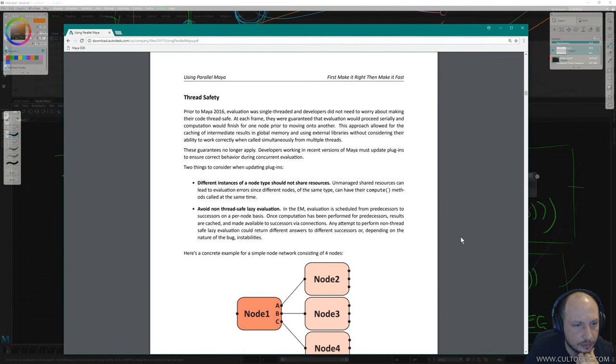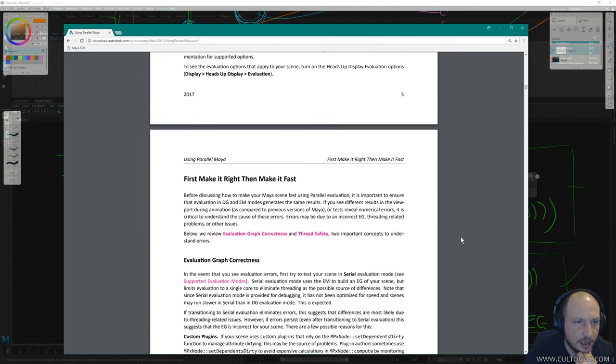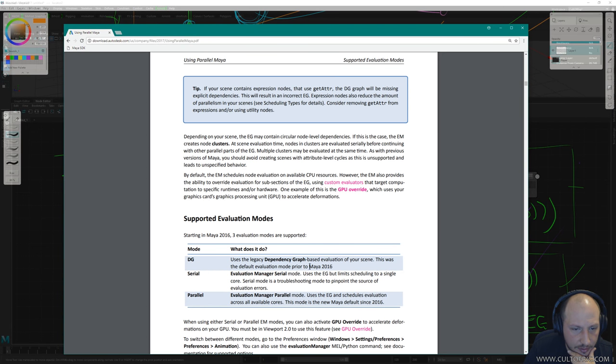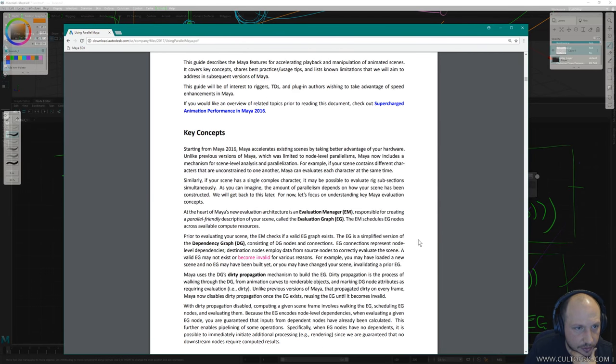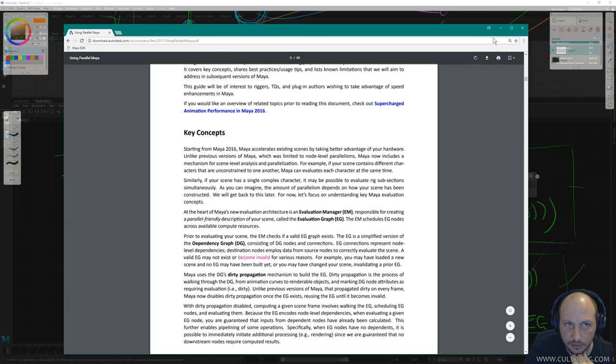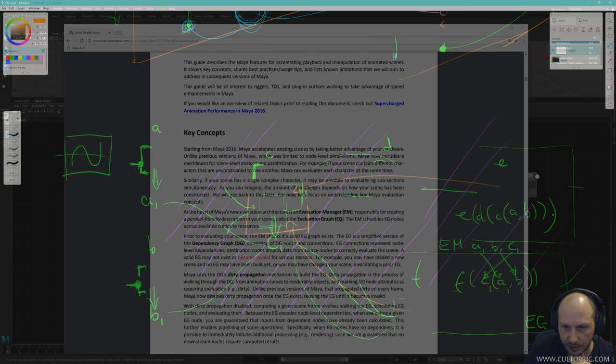Those are the specs for the nodes. Yeah, I can have a look at it. It will tell you. Serial, not what I'm after. Doesn't matter. So there you go: an evaluation manager responsible for creating a parallel friendly description of your scene called the evaluation graph. So that I got right. The EM schedules DG nodes across available resources. So that I also got right, which is what I was saying. Your graph exists. The EM basically figures out what it needs to do and builds this alternative graph with the notions needed for all these tasks. It's TBB under the hood, the Intel multi-threading task-based library.